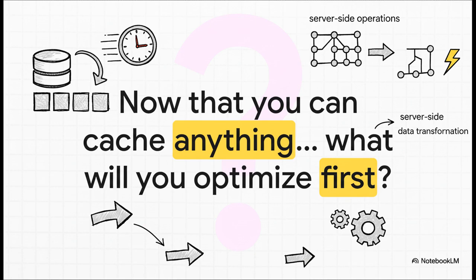And that brings me to my final question for you. I want you to really think about this for your own projects. Now that you have this power, the ability to cache literally anything on the server, what's the first thing you're going to optimize? Is it that one slow database query that's always been a pain? That heavy data transformation? The possibilities are pretty much endless now.